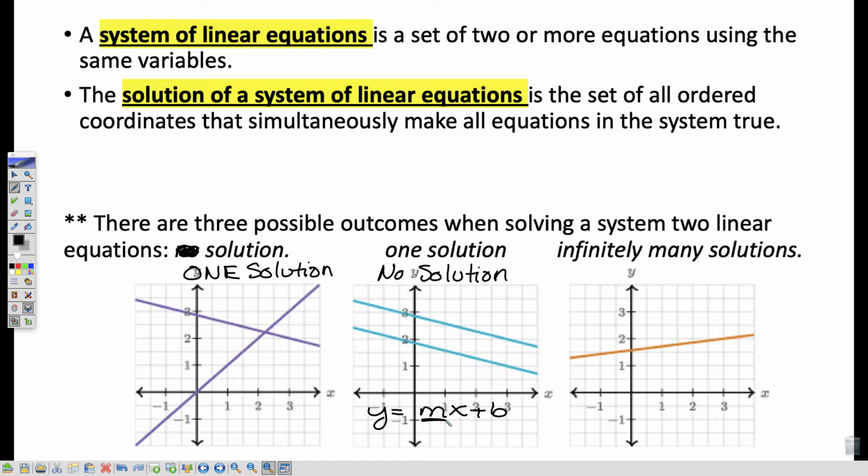Okay? So when we solve it algebraically and we come out with infinitely many solutions, you may have 6 equals 6 or something like that. Does 6 equal 6 all the time? Yes. So that would be infinitely many. When we solve it algebraically for no solutions, you might get 6 equals 8. Does 6 equal 8? No. So that would be no solution. Without a variable, I can't make 6 equal 8, can I?